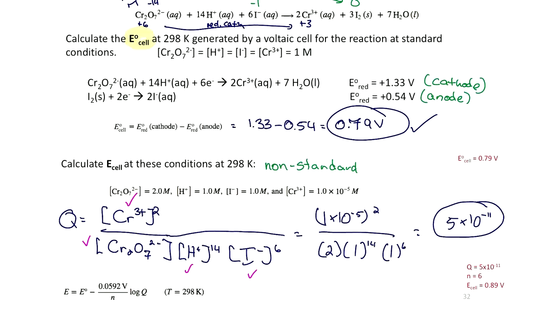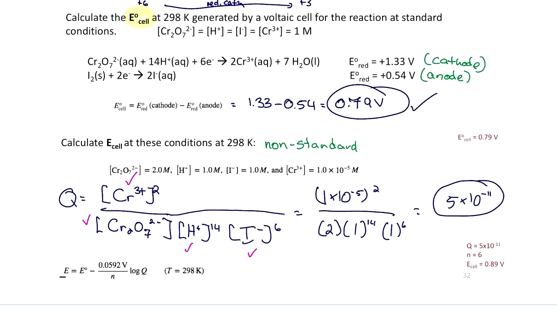All right, and so we're going to use that Q value and the Nernst equation and just plug and chug here. Because we know, here's our Nernst equation. So the E cell that you actually measure is equal to E cell at standard conditions, which we know, we did that in the first step, minus that voltage over N log of Q. We know what Q is, we just calculated it. Now we need to figure out what N is.